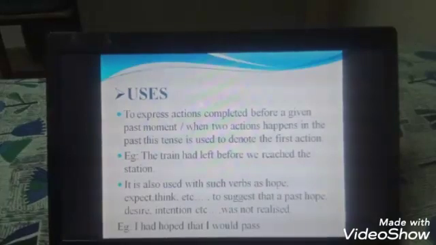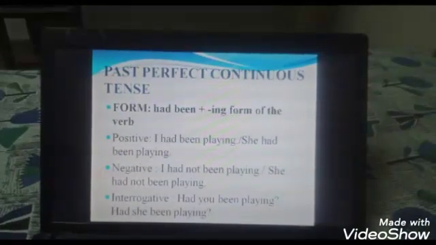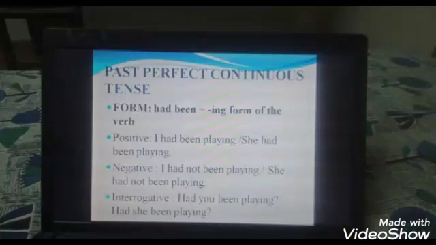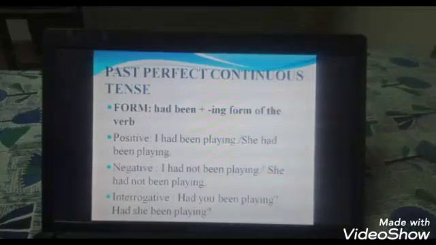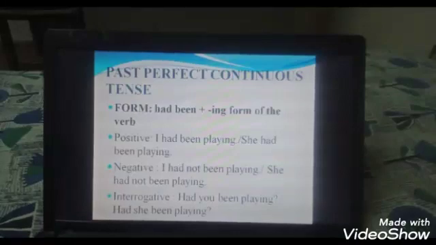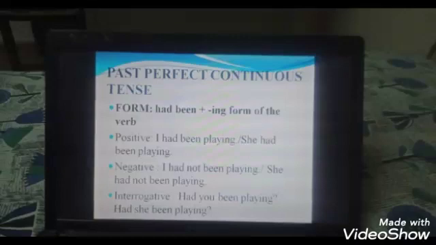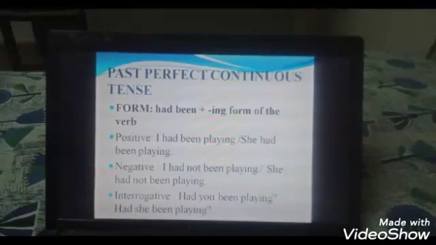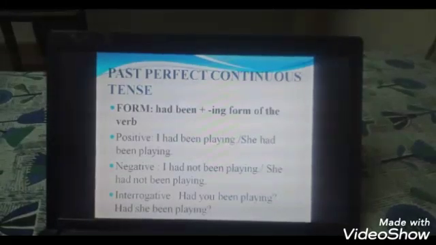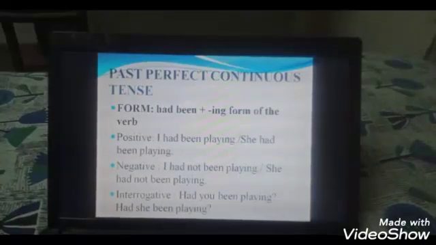Okay, now let's move on to the next tense, that is past perfect continuous tense. And the form is had been plus ing form of the verb. In positive sentence, the example is I had been playing. And changing the subject, it will become she had been playing. Negative, I had not been playing. And interrogative, had you been playing?